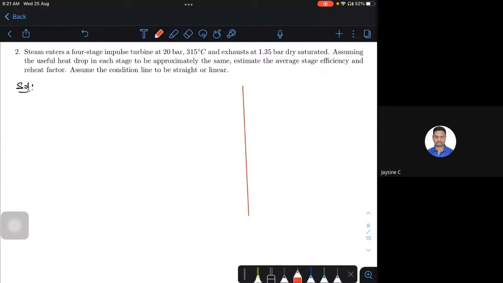So this is my HS diagram, the enthalpy-entropy diagram. If I try to draw the dome here, this is more flatter. Okay, I have a dome.